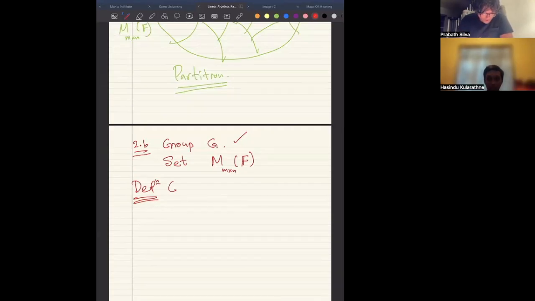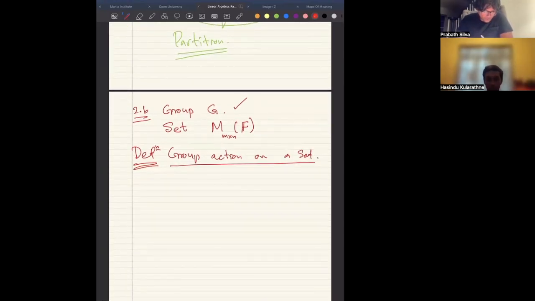To understand that, what's happening is we have a group action on a set. The group action on a set is a map from G cross some set S into that set. It's not quite a binary operation, because for a binary operation on a set, you have the same set. But here, S doesn't have any structure, it's just a set. But G has the group operation.